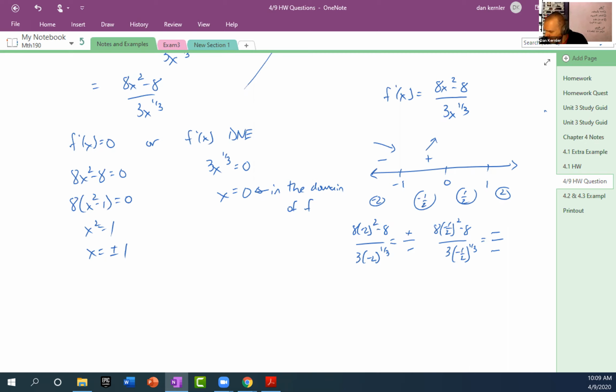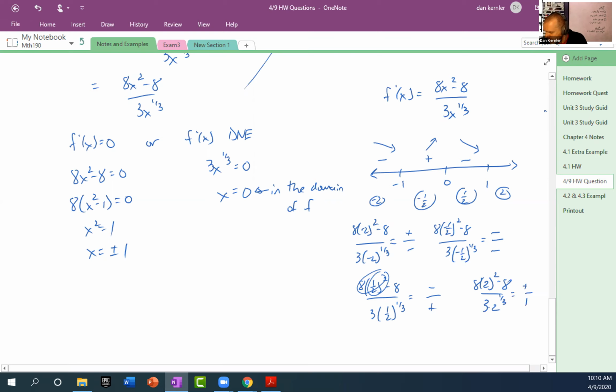And then I go below for +1/2. 8 times 1/2 squared minus 8 over 3 times 1/2 to the 1/3. The numerator is the same. 1/2 squared is 1/4. 8 times 1/4 is 2. 2 minus 8 is negative 6. And then the denominator, though, now is positive. So it's negative and decreasing. And then finally at 2, 8 times 2 squared minus 8 over 3 times 2 to the 1/3. Everything's positive here, positive over positive. So it's increasing.